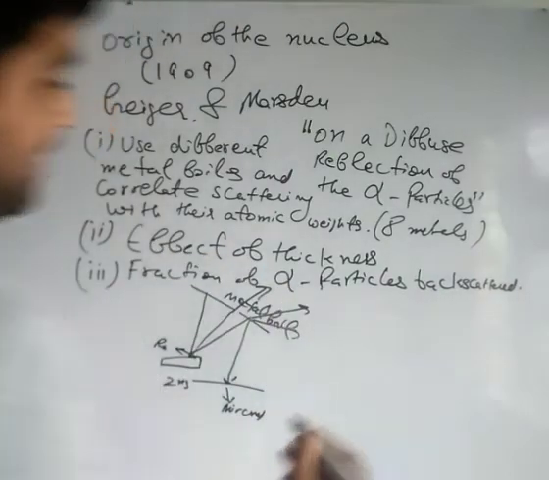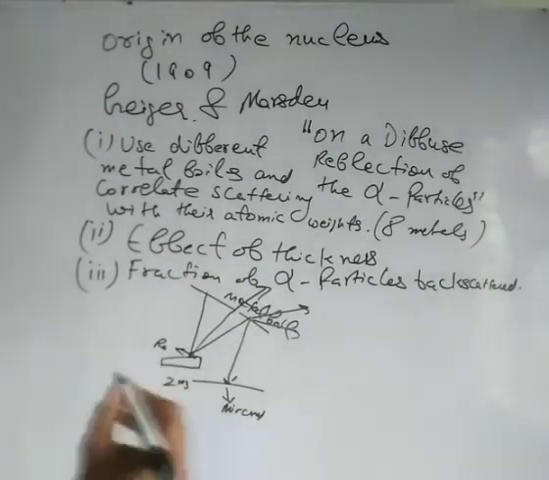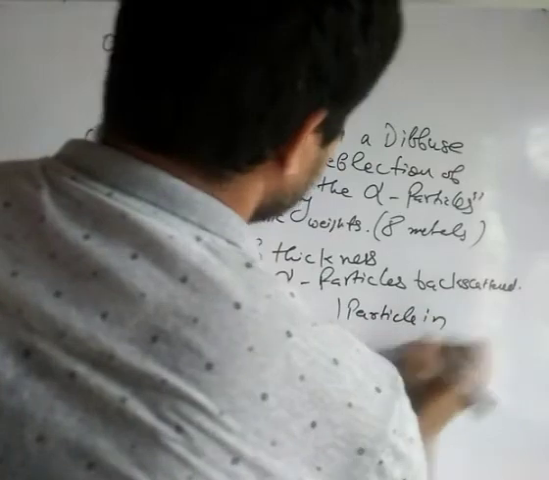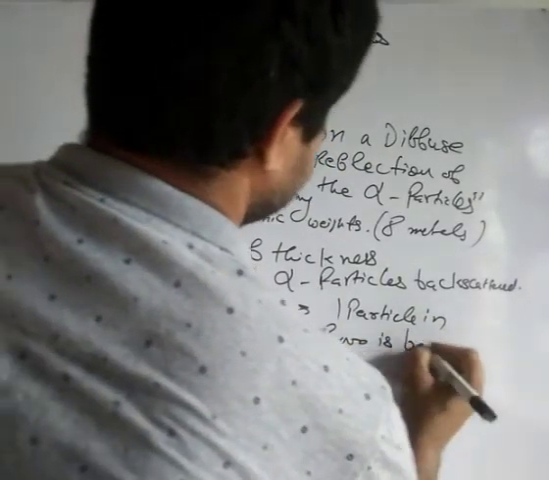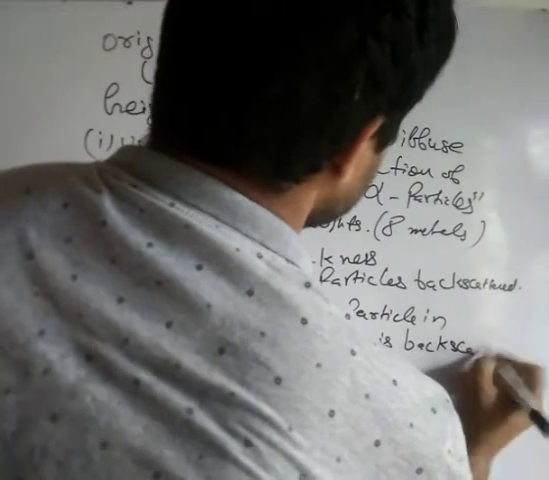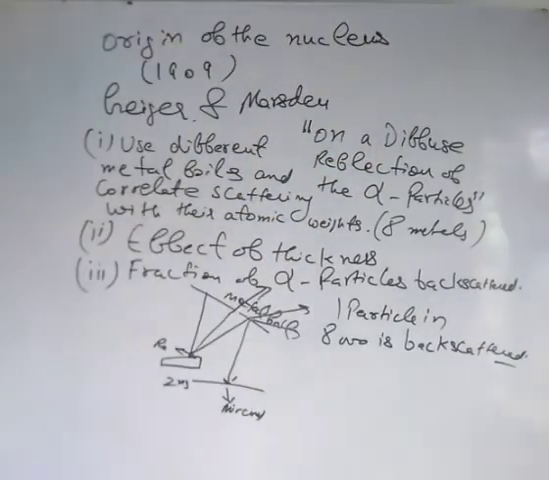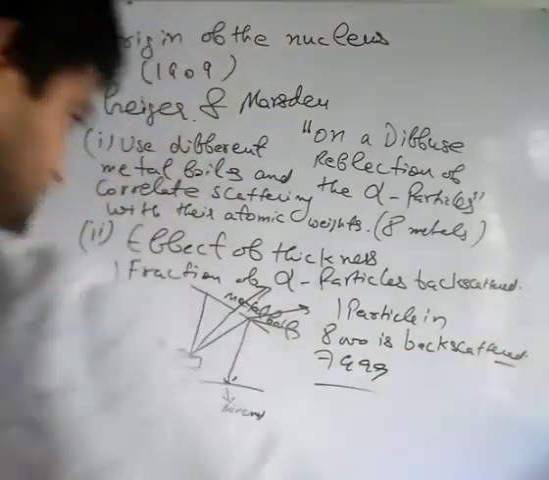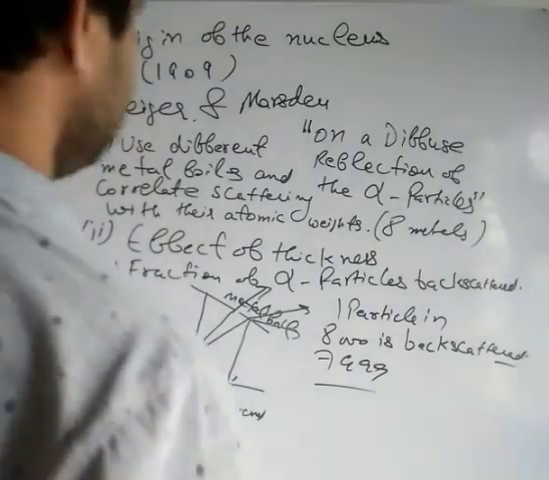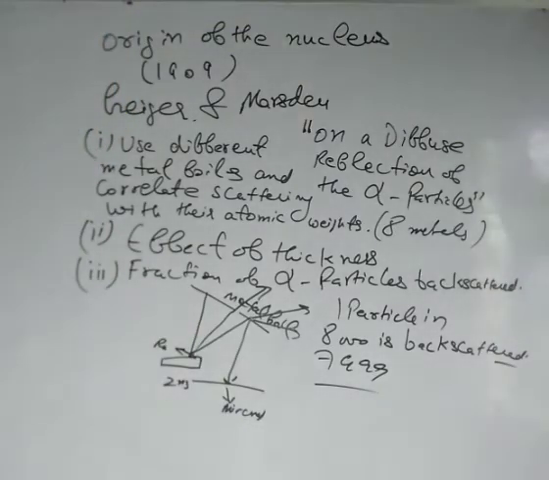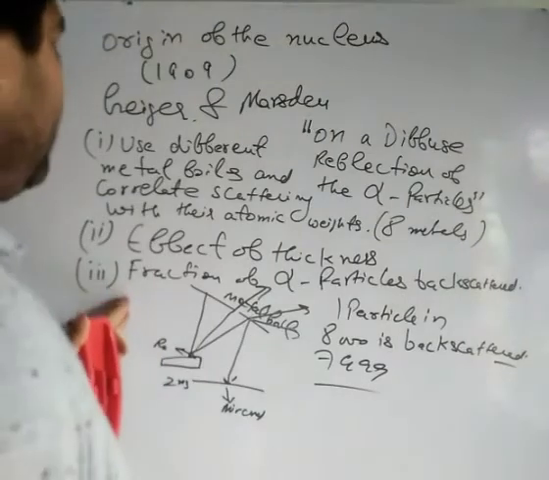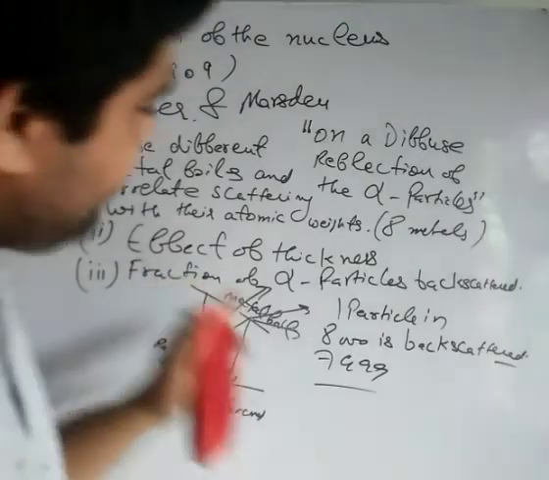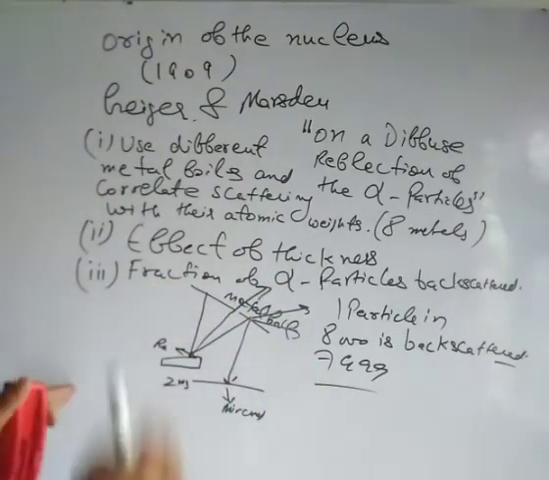So in their original experiment, Geiger and Marsden found that about 1 particle in 8,000 is backscattered. It means the scattering for which the angle is more than 90 degrees is 1 in 8000. It means 7999 particles scattered at angles less than 90 degrees. Okay. Now, this third part is a surprise. This is a surprise because backscattering of alpha particles is not expected from this metal foil.